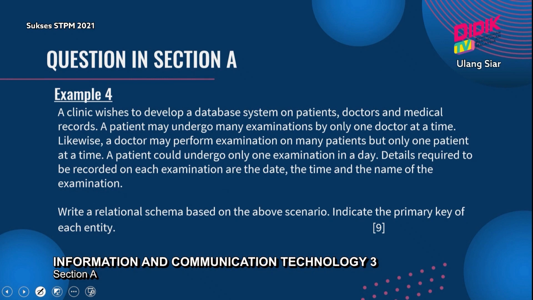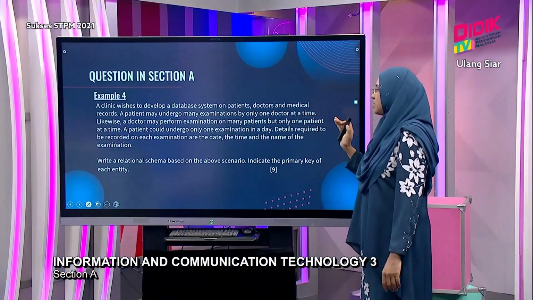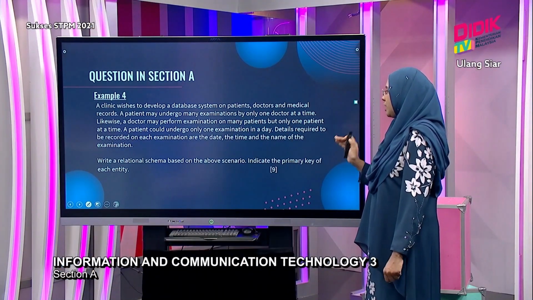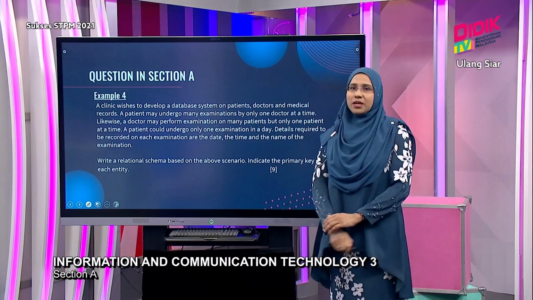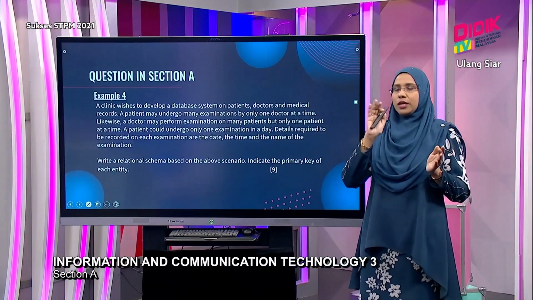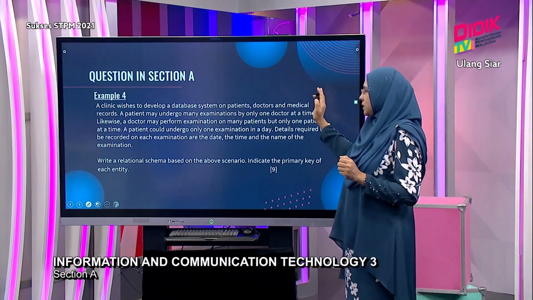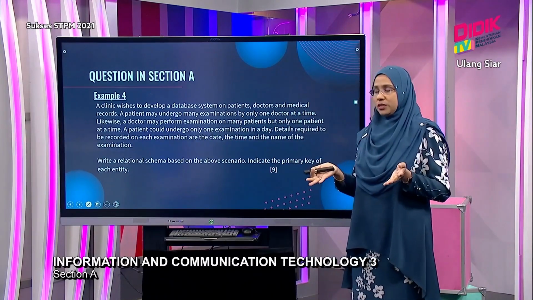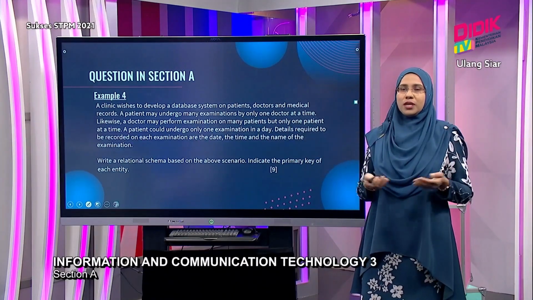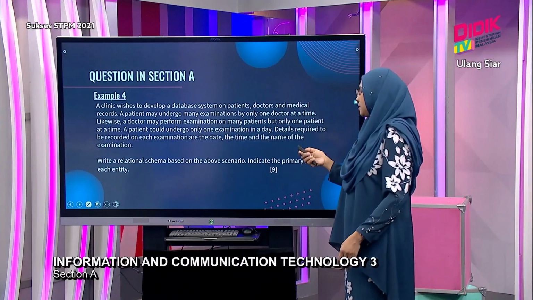So when you read, maybe it looks confusing, with so many things inside. Don't worry. Write a relational schema based on the above scenario, indicate the primary key of each entity. Marks given: 9. A lot. So before you write, you look at the question first. Sometimes same scenario, different question. Now the question is asking for a relational schema. If you do not know what a relational schema is, then you cannot answer this.